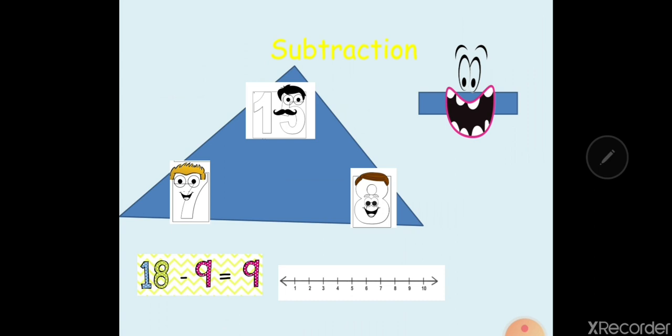Okay, so this is a family of number 15. How can I put them together? When I say 7 plus 8, amazing. You can put them together if you say 7 plus 8. What will you have? The whole big number, which is 15.